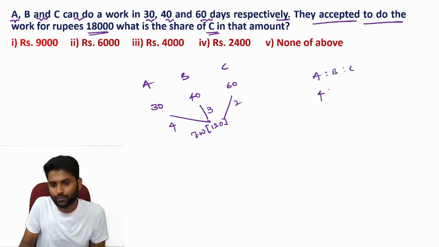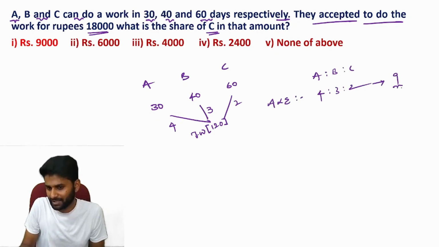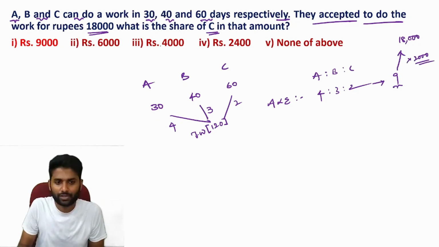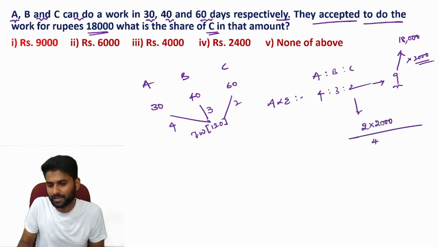Efficiency ratio is 4 is to 3 is to 2. Amount ratio is directly proportional to the efficiency. It means, see, if total work is 9 units, A will get 4, B will get 3, C will get 2. If 9 becomes 18,000, then each unit is equal to 2,000 rupees. Now the question, what is the share of C? So 2 multiplied by 2,000 is exactly equal to 4,000 rupees.